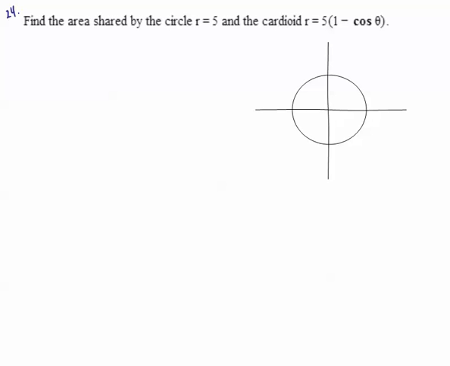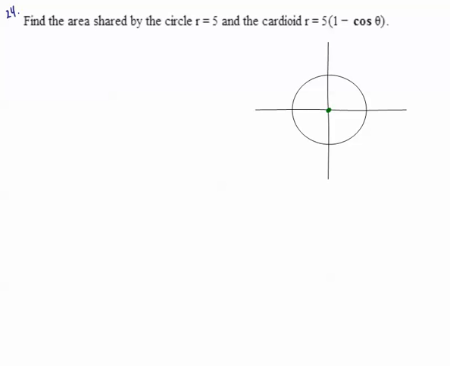So let's assume that we have this circle of radius 5, and we want to begin to plot the cardioid on top of this circle. Let's think about what happens when theta is 0. When theta is 0, cosine of theta is equal to 1, 1 minus 1 will be 0, and so r for the cardioid will be 0. We'll plot this in a different color.